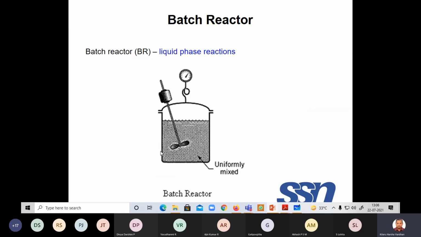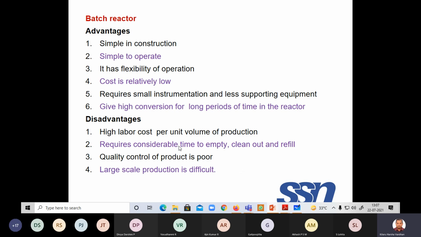When we do problems with the flow reactor and the batch reactor, we can understand which reactor will give you more conversion for a fixed amount of time. We'll see that when we do the problem.